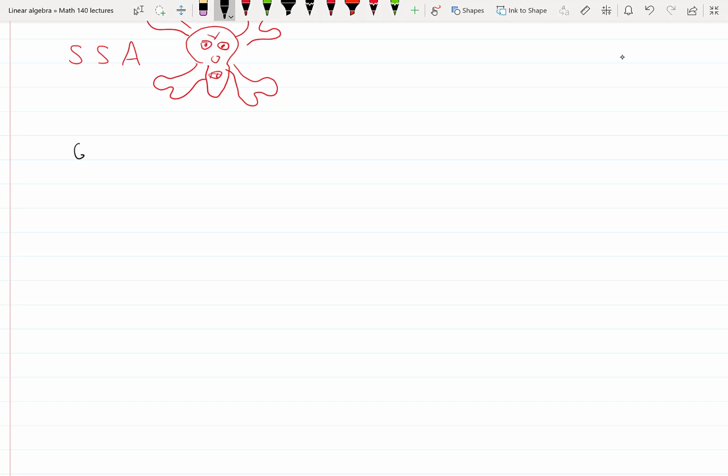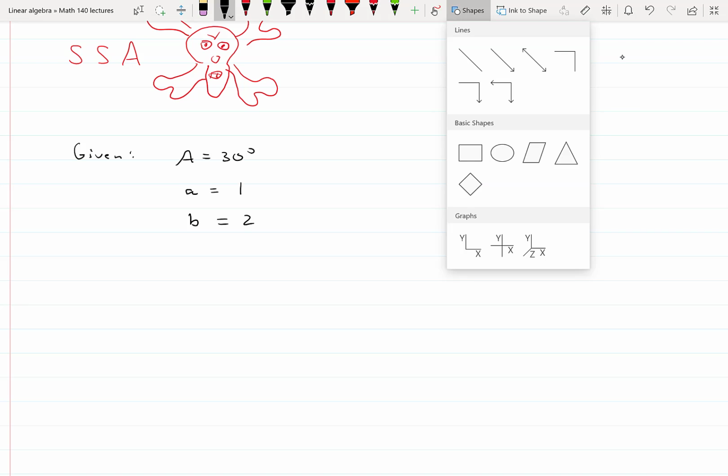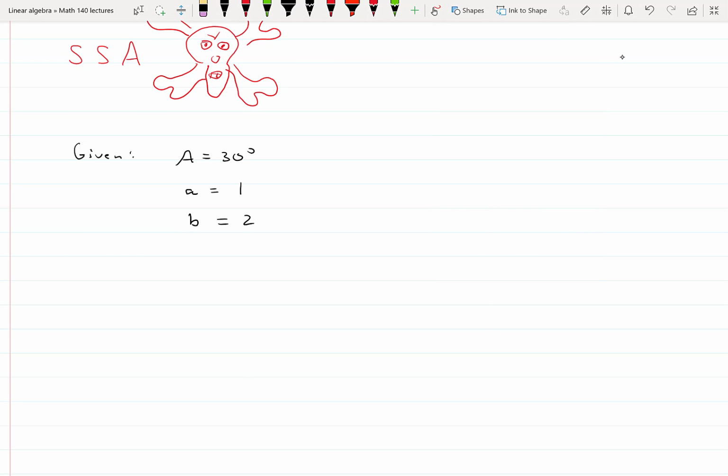So, given, let's say A equals 30 degrees, small a is 1, and small b is 2. A real simple set of things that are given to us. Let's draw a picture. Now, regardless of whether this is the case, side angle, or any other case, try to always draw your triangle the same way. Every single time, draw your triangle the same way.